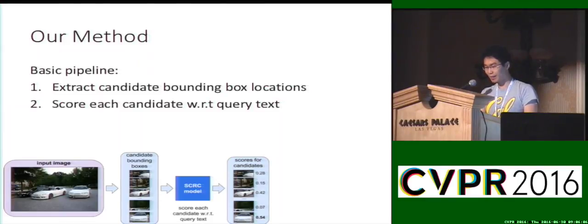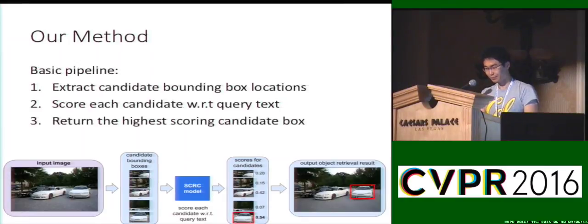Then, we score the candidate bounding boxes according to the natural language query, using what we call a Spatial Context Recurrent ConvNet, or the SCRC model, which I will talk about later. And finally, the highest scoring candidate bounding box in the input image is returned as the retrieval result.